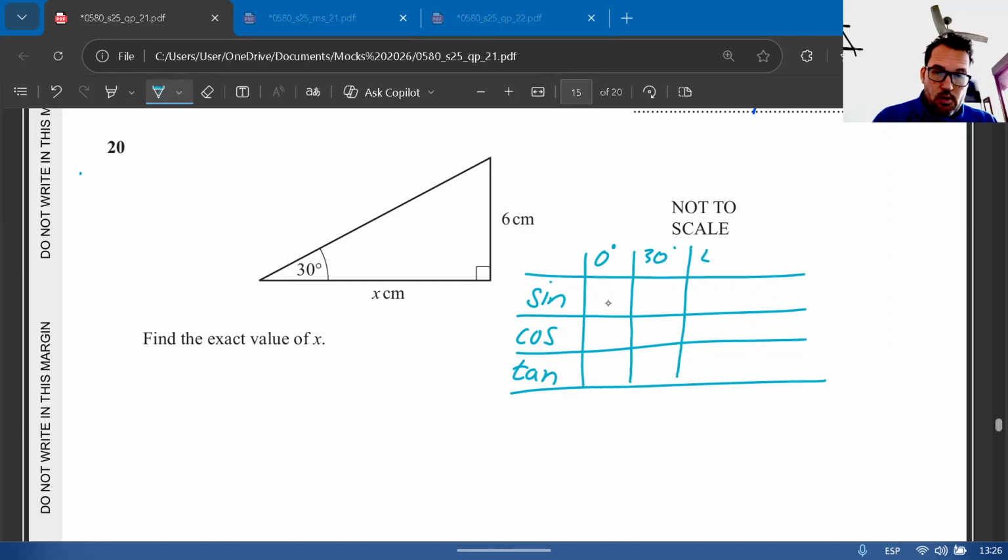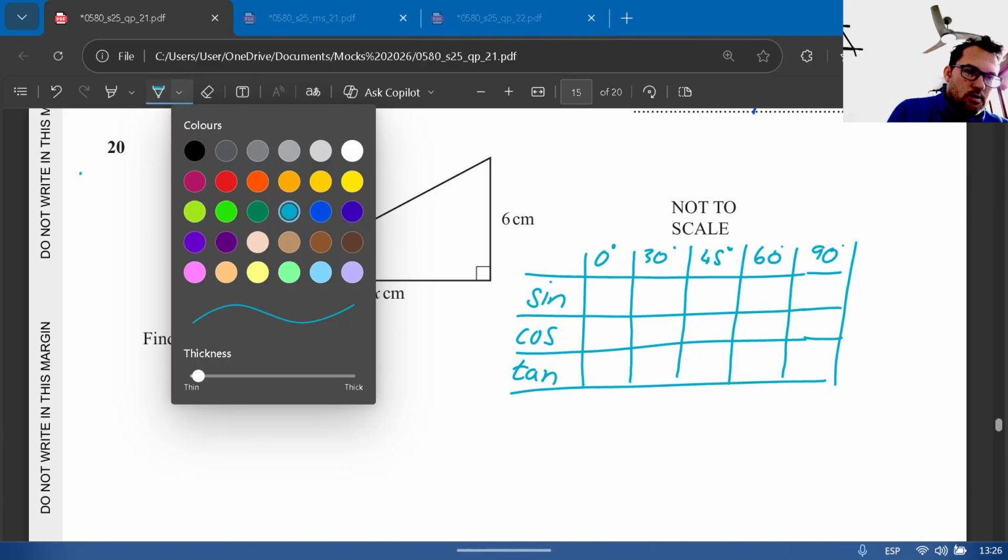This you're going to have to memorize, but they're not too difficult. You must have seen them many times. Then 45, 60, and the last one, 90. Right, let's go for this.